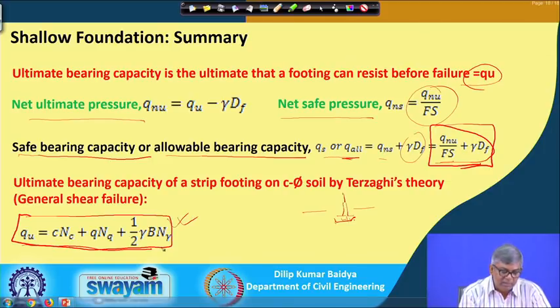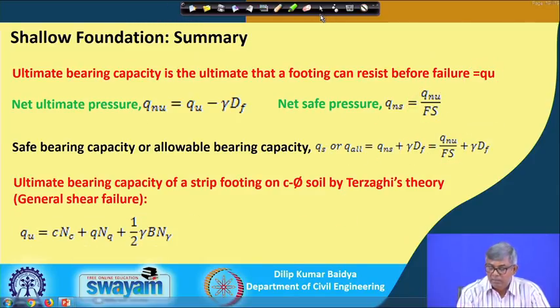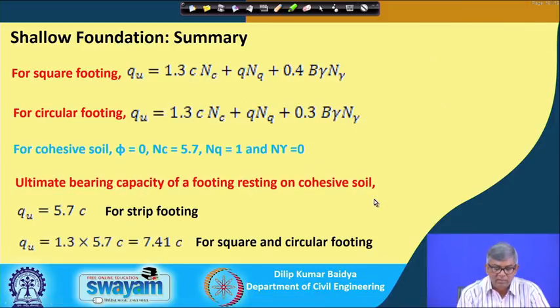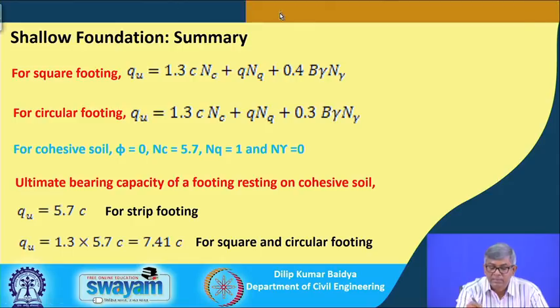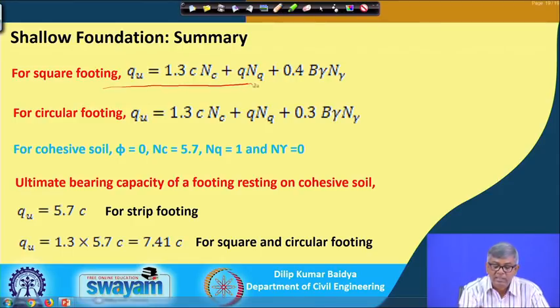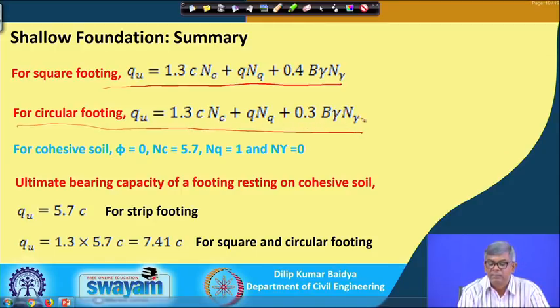So, this is the one given initially for c-phi soil for strip footing, and he has also suggested, for the ultimate bearing capacity of a square footing, this equation: 1.3 cNc plus qNq plus 0.4 B gamma N gamma, and similarly for a circular footing he has given 1.3 cNc plus qNq plus 0.3 B N gamma.